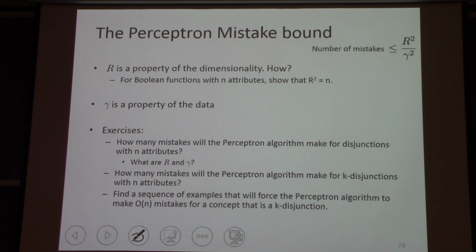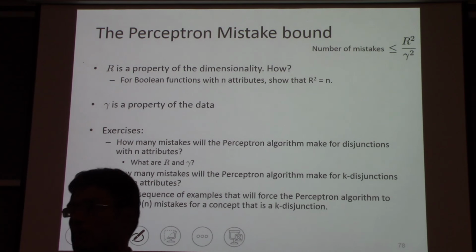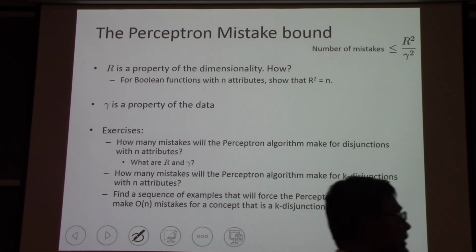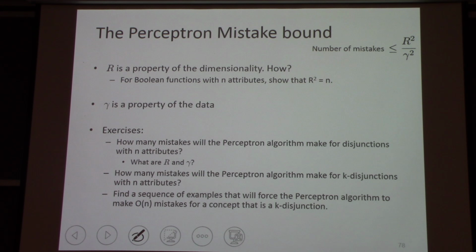And a couple of other points, just a reminder, the number of mistakes is less than R squared over gamma squared. You should know this mistake bound, and many other algorithms have a similar sort of behavior where the bounds are characterized by the margin in the denominator and something that looks like capital R in the numerator. R is upper bounded by some function of the dimensionality. As an exercise, I want you to prove to yourself, it's not a very difficult proof, that if you have only Boolean functions like we had before, like conjunctions and disjunctions, then R squared equals n, the number of bits that you have.